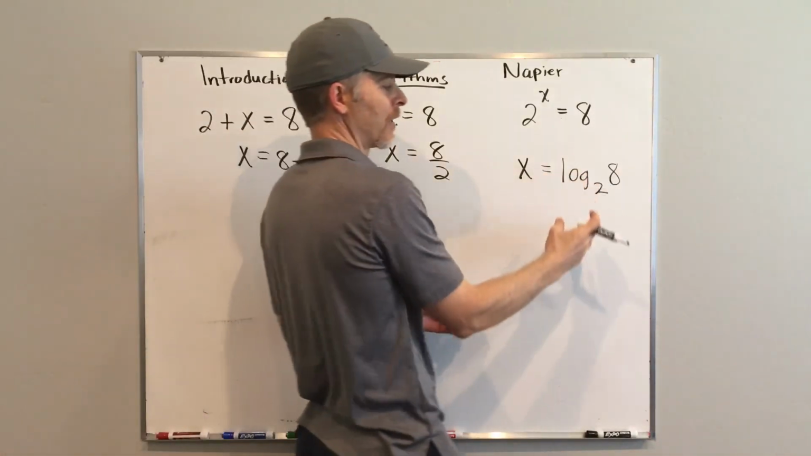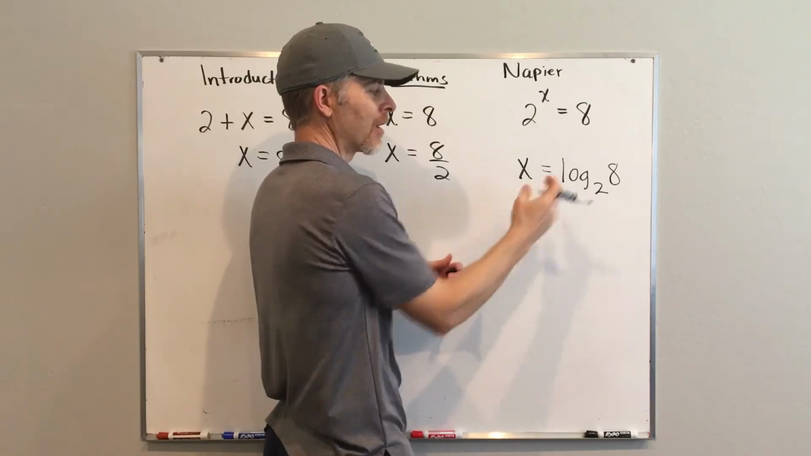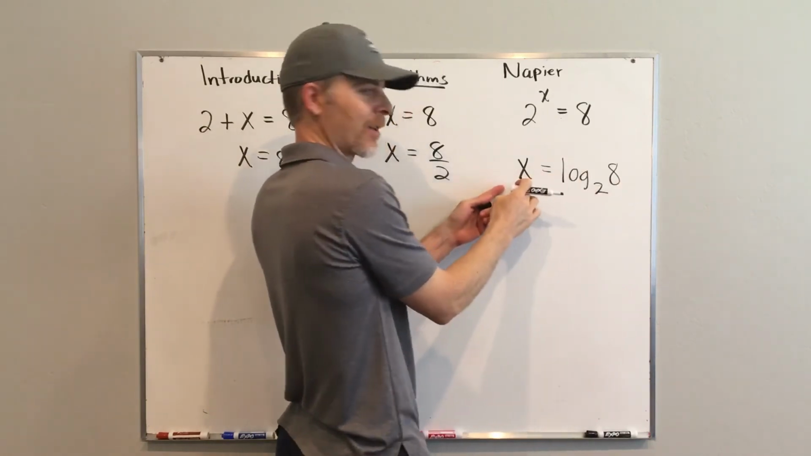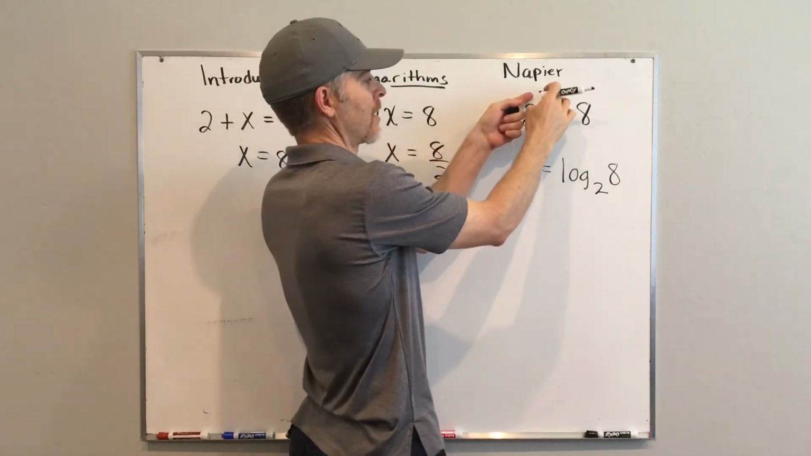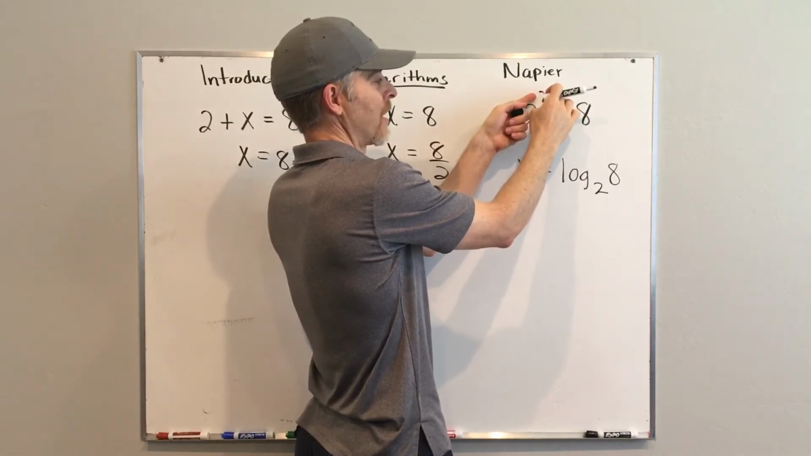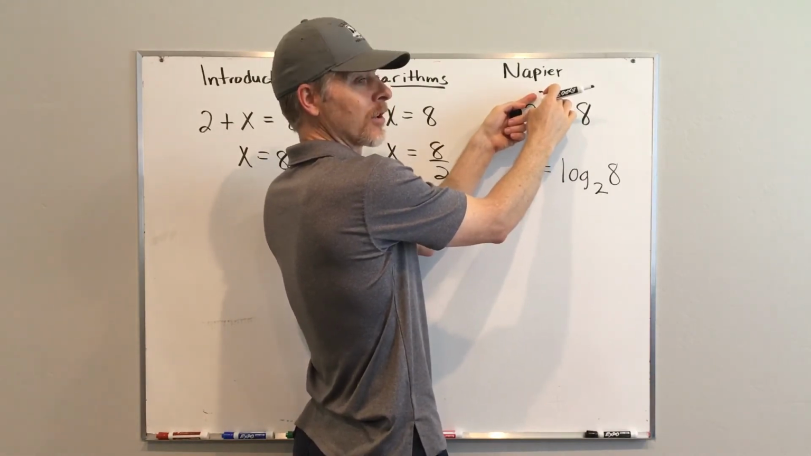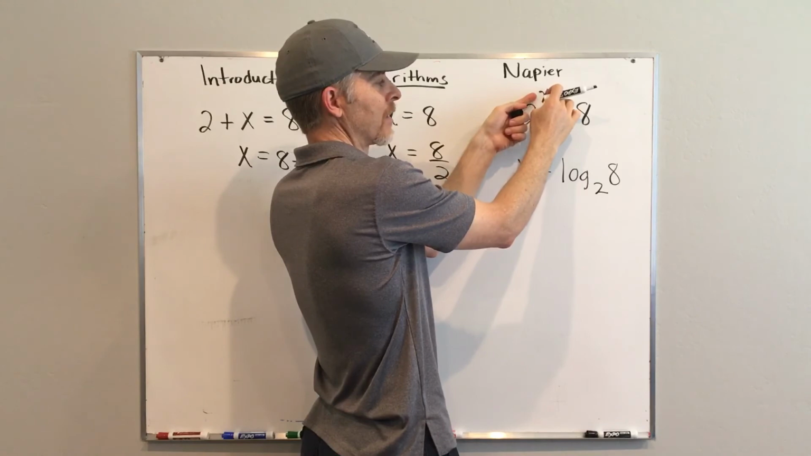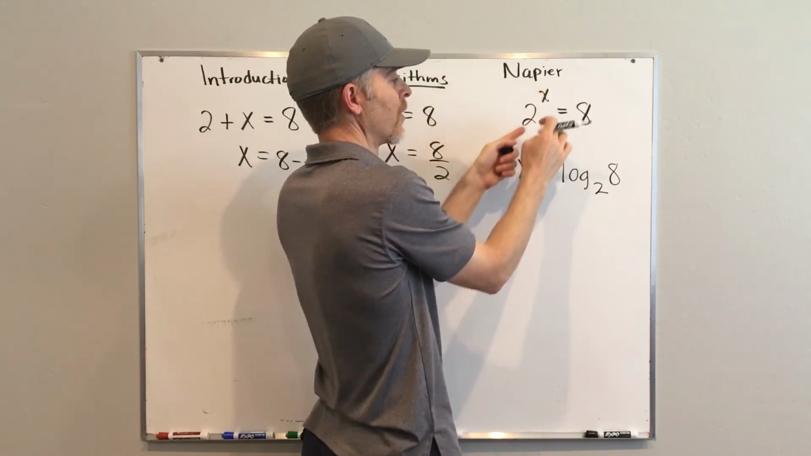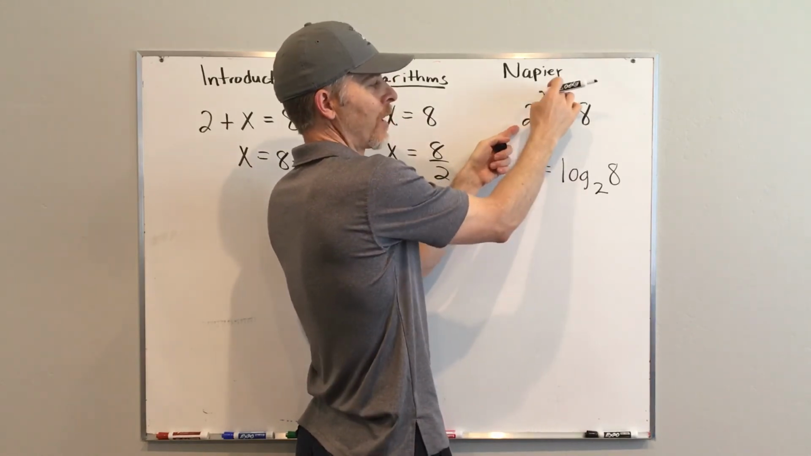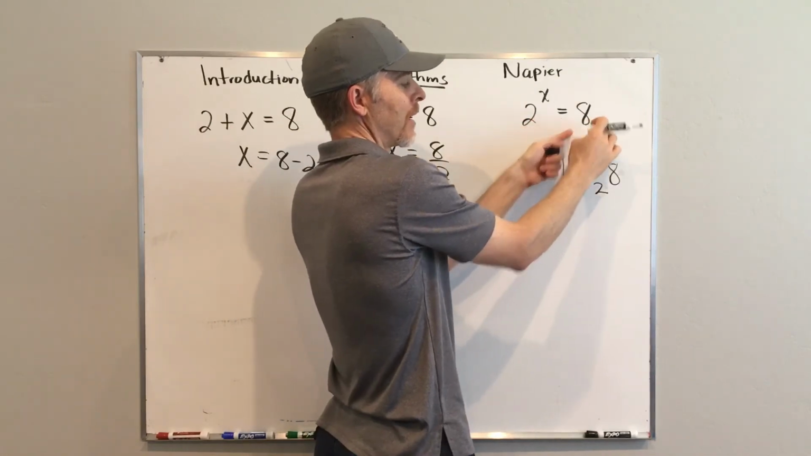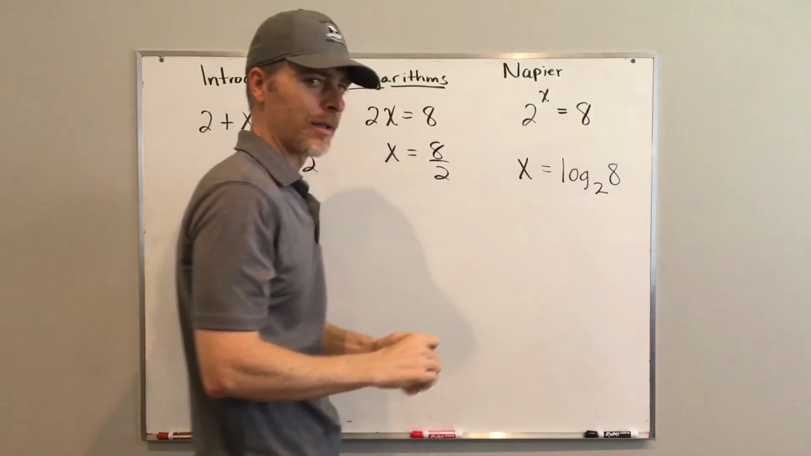So when you see the word log, a logarithm is an exponent. It's a fancy way of saying the definition of this exponent. What is the definition of this exponent? It is when you take base 2 and raise it to that exponent, you get the answer 8.